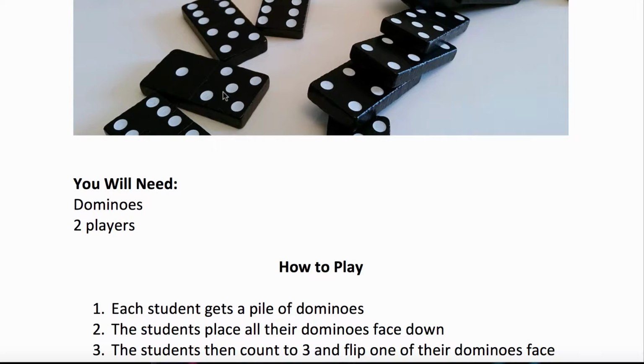So for example, if one player has a 5 and a 1, their product is 5. And if one player has a 5 and a 6, their product is 30. And the product 30 wins that player's domino.